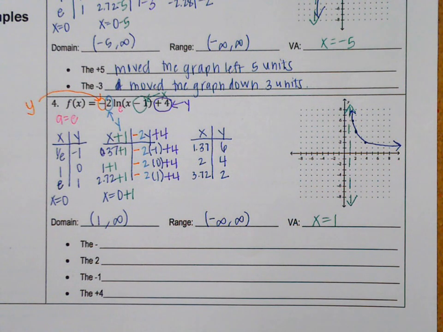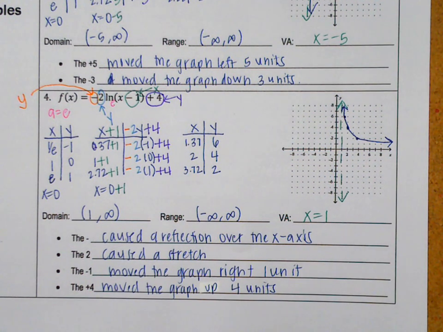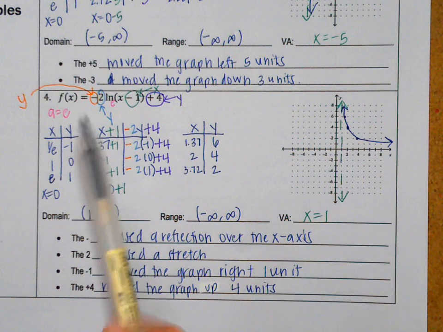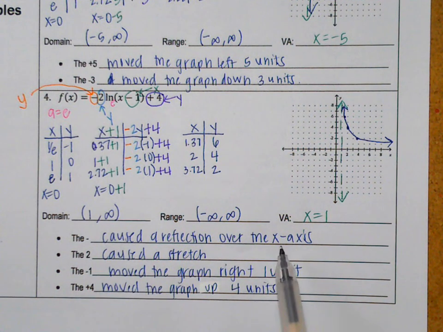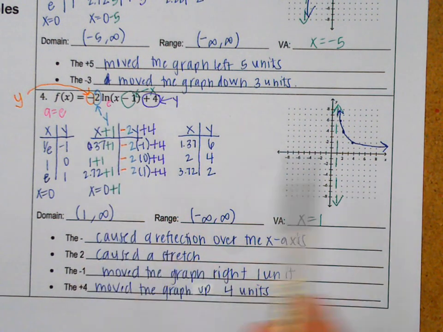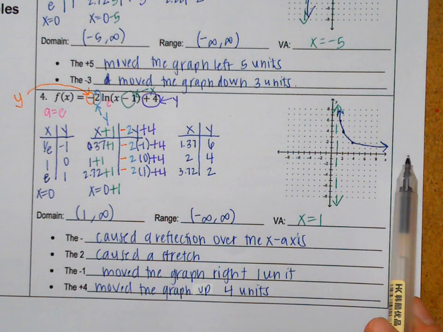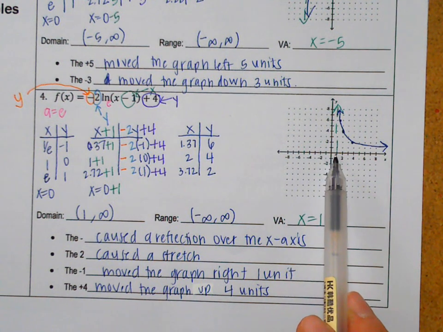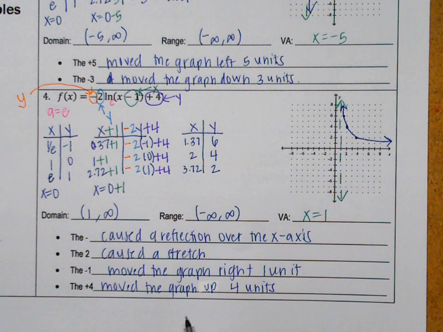So you guys can just see those. Okay, so the negative, always the negative causes a reflection. Because it was a change to the y values, it caused a reflection over the x-axis. The 2, anytime you're multiplying it by a number bigger than 1, is going to cause a stretch. The -1, when it's a change to x, it's moving it left and right. Because it's a minus, it moves it in the opposite direction that you would think, so it moves it right. And then the 4 is a change to y, which moves that up and down. The 4 moved it up 4 units.